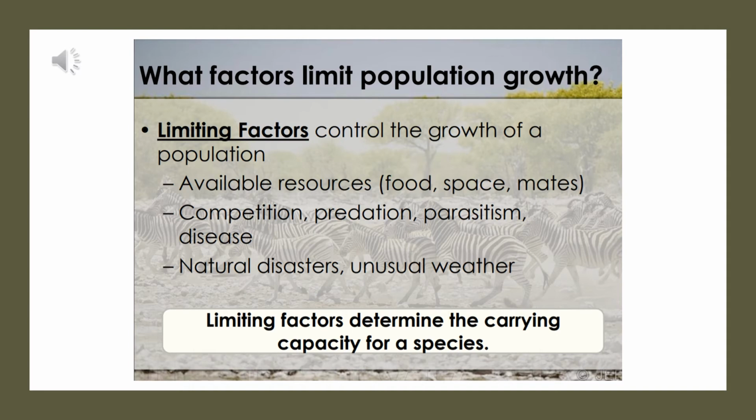What factors limit population growth? I gave you a couple examples on the last slide, but on this one we're going to talk about some more. Limiting factors control the growth of a population. Some of the limiting factors are available resources like food, space, and mates. Other things like competition, predation, parasitism, and disease all can affect the population size. Natural disasters and unusual weather can also control population size. Limiting factors determine the carrying capacity for a species.